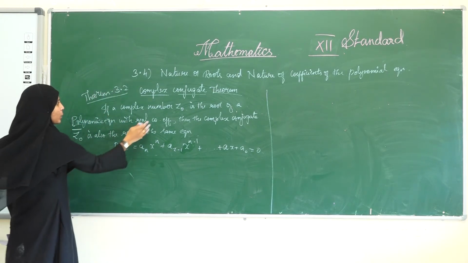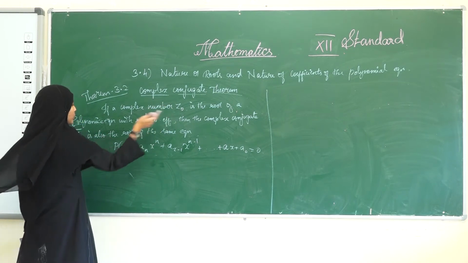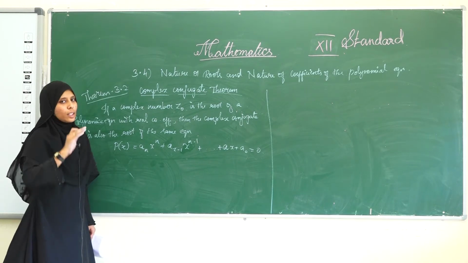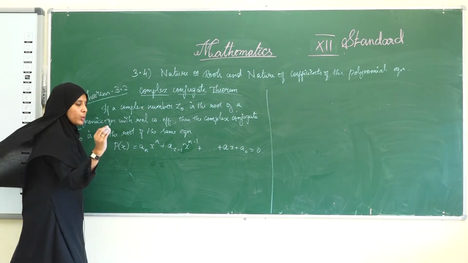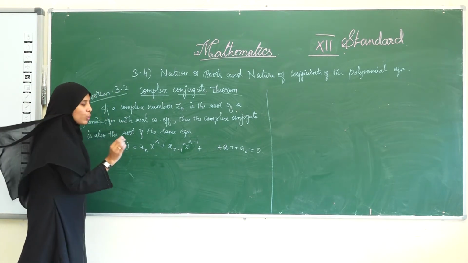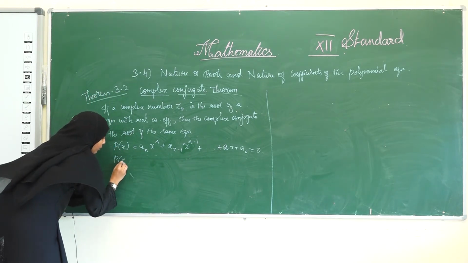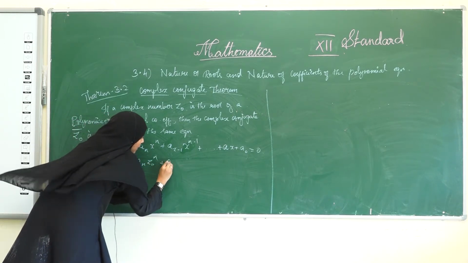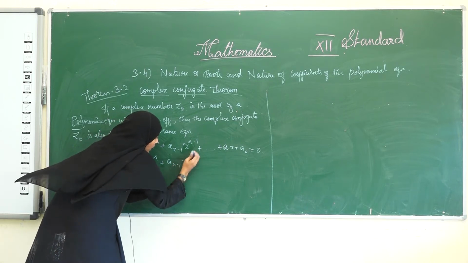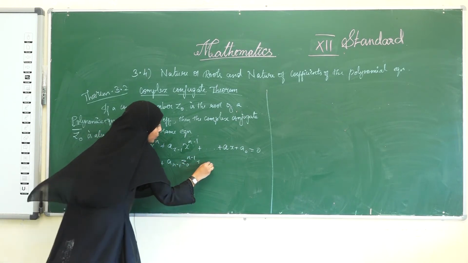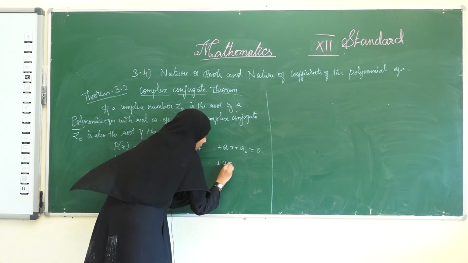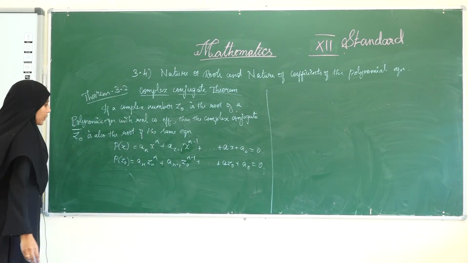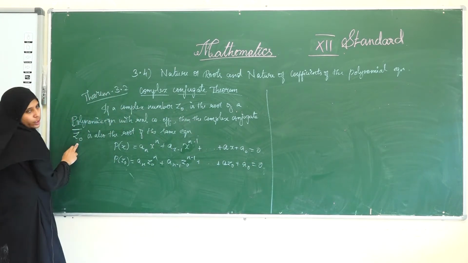See, here it is given that z0, this complex number, is the root of the polynomial equation. So what is a root? That means the root solves the equation. A number which solves this equation is called the root of the equation. Therefore, if it solves, P of z0 is equal to a n z0 power n plus a n minus 1 z0 power n minus 1 plus up to etc. plus a1 z0 plus a naught equal to 0. Right? Now what we have to prove is that z0 bar is also the root.